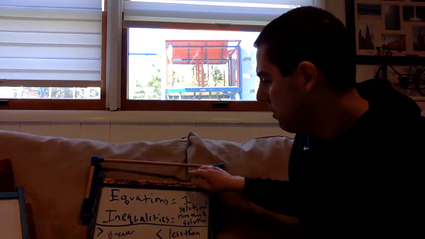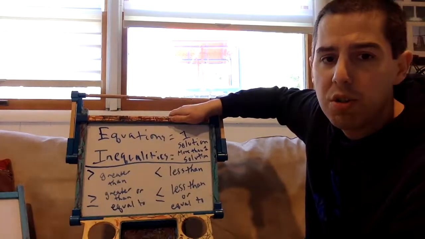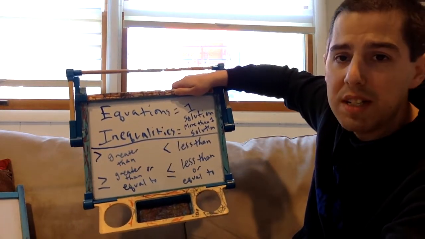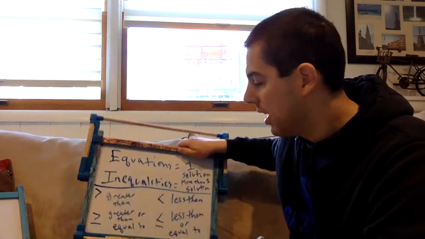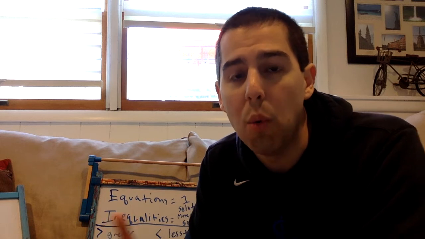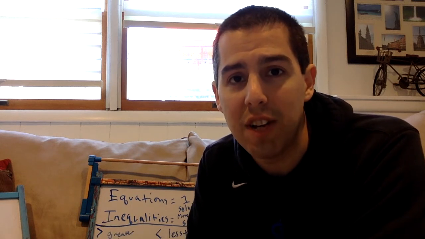So remember, you used to be doing equations, which had one solution. Inequalities have more than one solution. These are the different signs that you need to know. And now I'm going to give you some more examples on what numbers are good to pick when you are checking if you solved your inequality correctly.